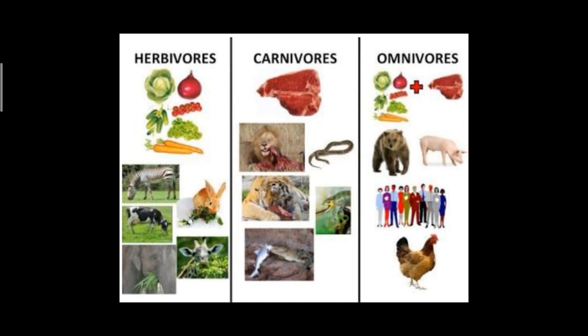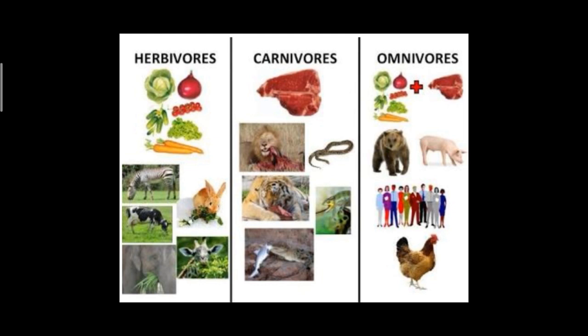Next is carnivorous. Carnivores are meat eating animals. They are not depending on the plants directly, they are indirectly depending on the plants. They are eating the plant eating animals, meat eating animals. So next is omnivorous, the animals which will eat both plants and animals.